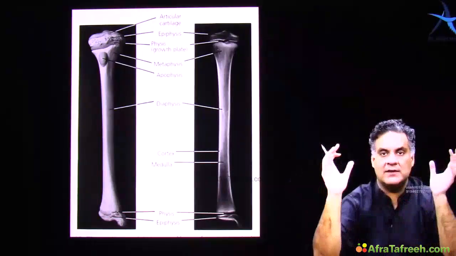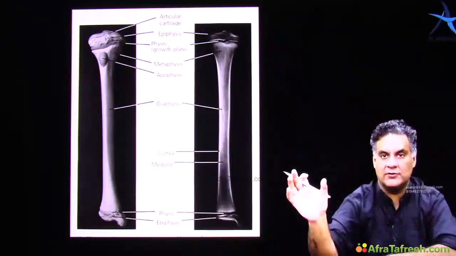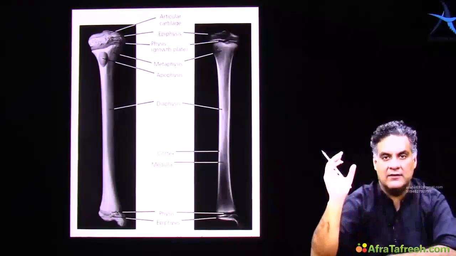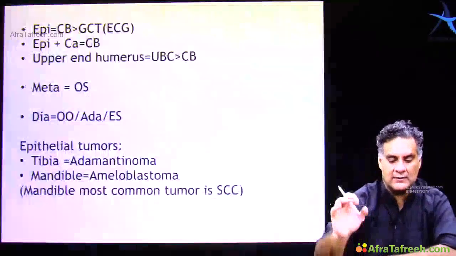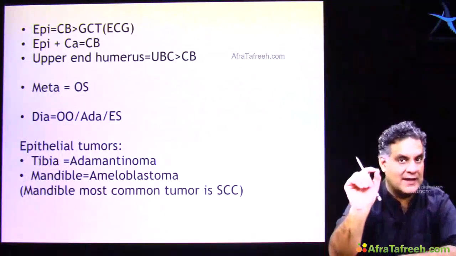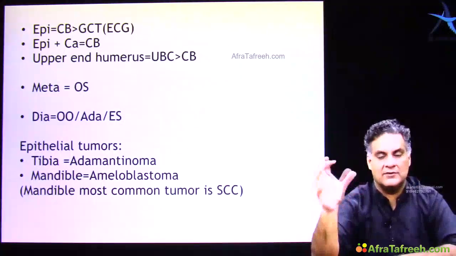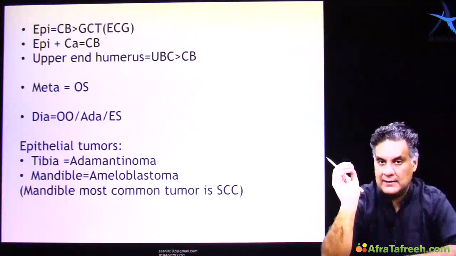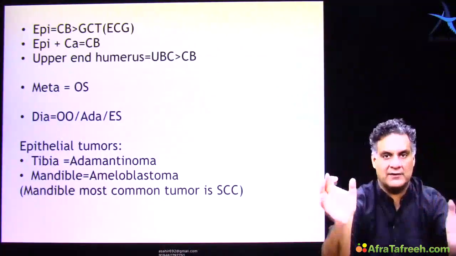And in diaphysis, remember the 3 points: osteoid osteoma, adamantinoma, but the one you should learn by heart is Ewing sarcoma. Remember that. And this is what is given here: epiphyseal chondroblastoma more than GCT. But if they mention calcification, I told you cartilaginous tumors calcify, so epiphyseal plus calcification is chondroblastoma. And if they talk about metaphyseal, osteosarcoma, and diaphyseal, 3 tumors.